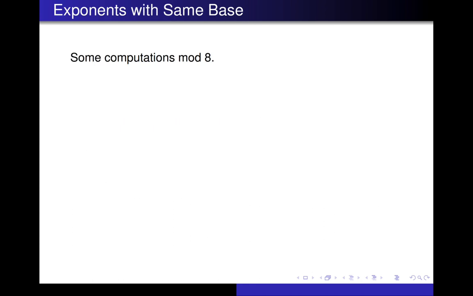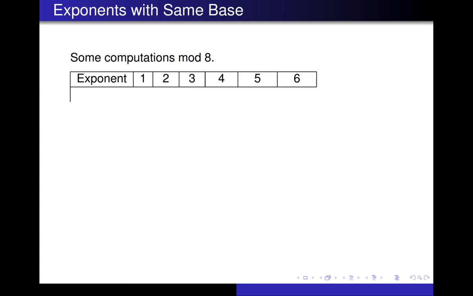Alright, so let's go ahead and do some computations mod 8. Nothing special about 8, I'm just going to do a few computations here. So we're going to look at different exponents of numbers: 1, 2, 3, 4, 5, 6, those are the exponents. So we're going to take numbers to the first power, the second power, the third power, the fourth power, etc., all the way up to the sixth power.